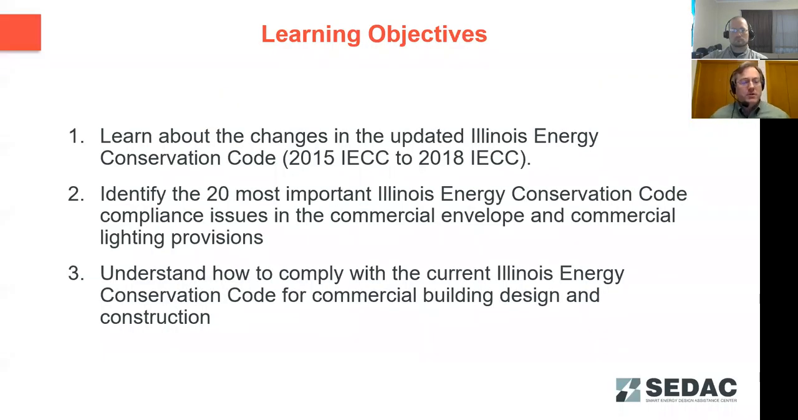A little bit as far as what we're looking at today, as Sean mentioned, we're going to look at 20 of the most important or more common compliance issues for the commercial envelope and commercial lighting today. We also have commercial HVAC and residential provisions that will be in part 2 of this series coming up next week. So also looking at some of the changes from the 2015 to the 2018 and particularly focusing on the Illinois Energy Conservation Code.